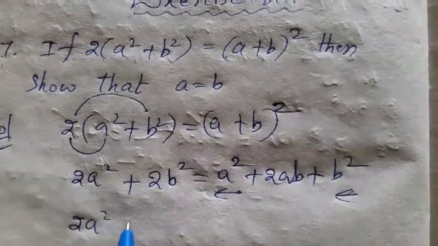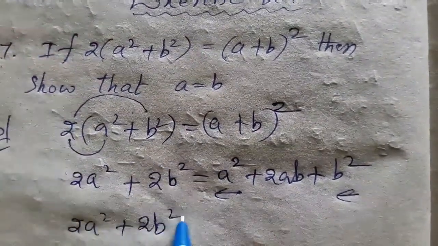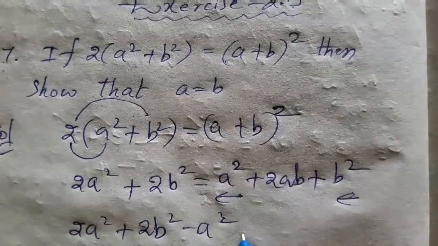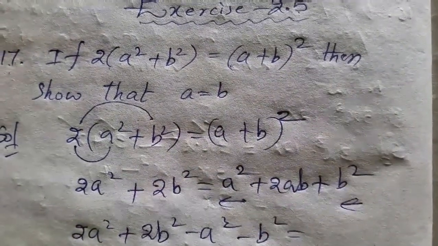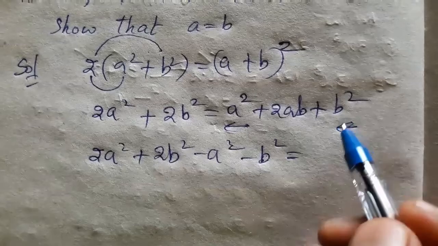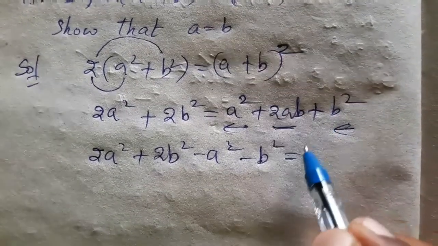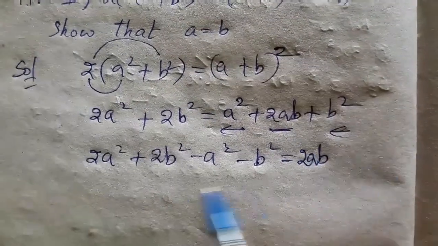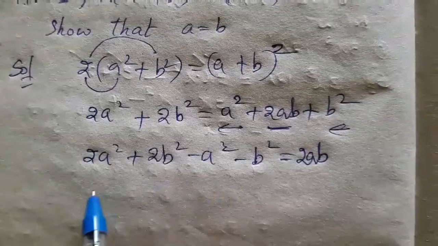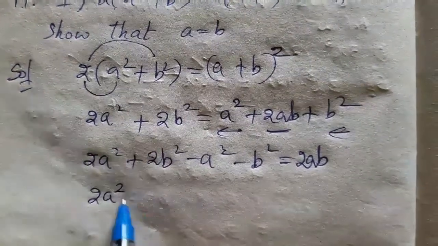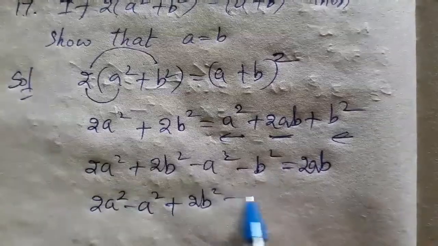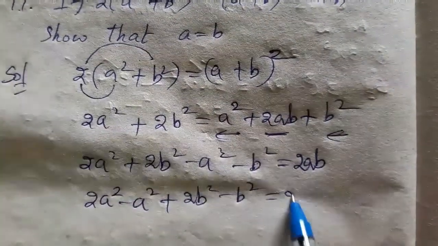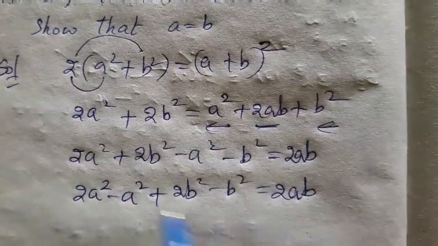That becomes 2a² + 2b² − a² − b², that equals what is left here: 2ab. Now arrange in proper order. 2a² − a² + 2b² − b² = 2ab.